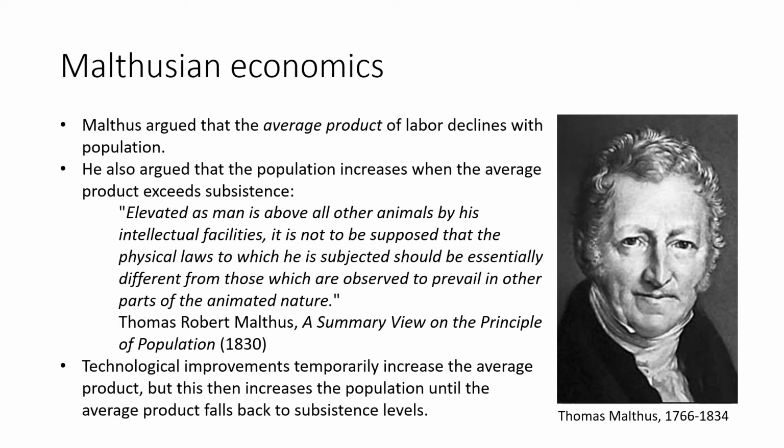He also believed that technological improvements temporarily increase the average product, but this eventually increases the population until the average product falls back. And so what we discussed in lecture 3, dealing with the permanent technological revolution, is something that Thomas Malthus was unable to foresee during his analysis. He believed this was more of a cyclical process. You'd see improvements in technology. This improvement in technology would increase the population, and that population would actually drive the average product back down to subsistence levels.